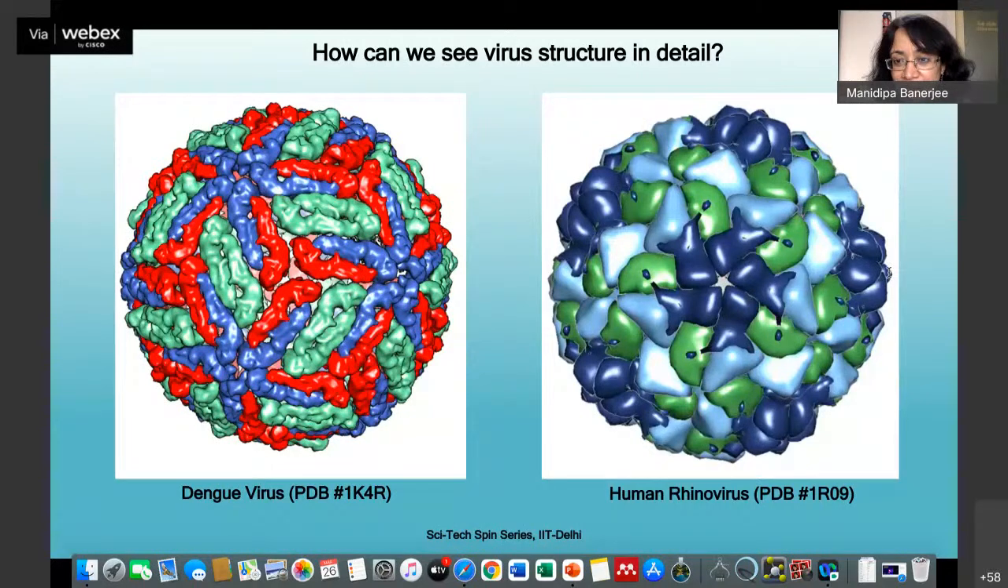And Ian is asking, what type of proteins is coronavirus covered with? Ian, if you give me a couple of minutes, we will come to that and I'll show you what the coronavirus outer protein looks like.